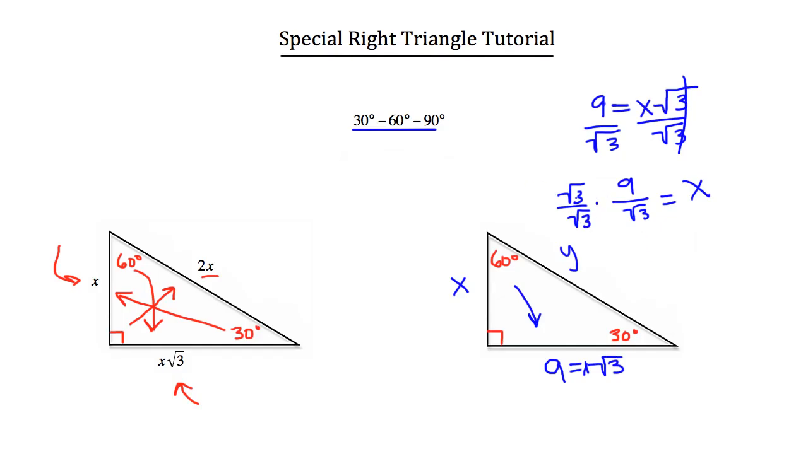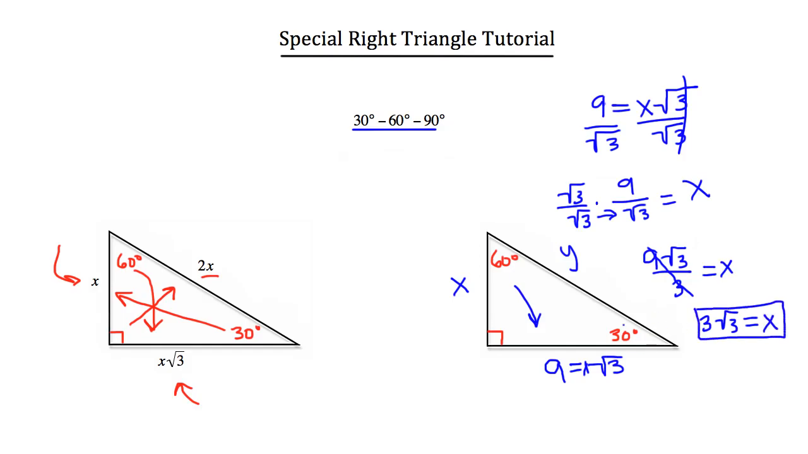So root 3 times 9 on top for the numerator is 9 root 3. And for the denominator, root 3 times root 3 is root 9. And the square root of 9 is 3. And that's all equal to x. Now we can reduce this fraction. 9 over 3 will reduce to 3 over 1. So we'll have 3 times the root 3 that's still there is equal to x.